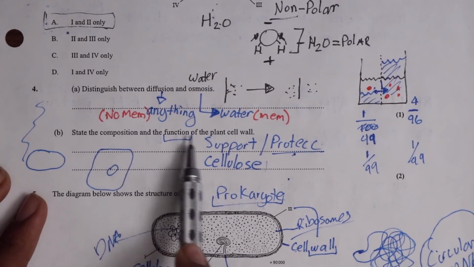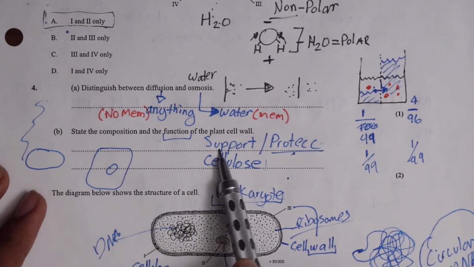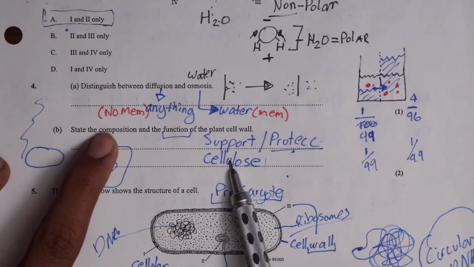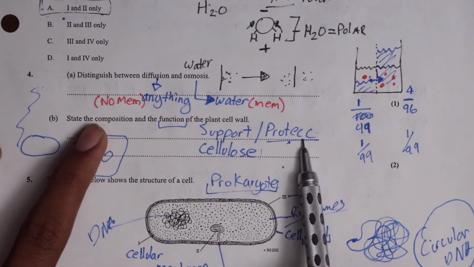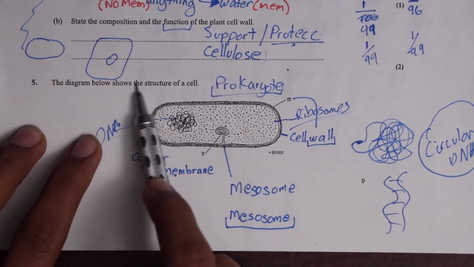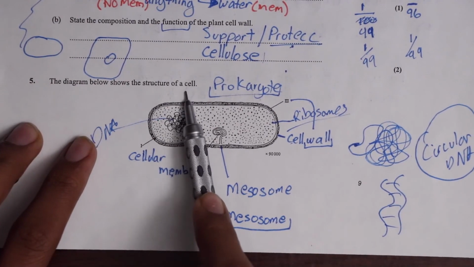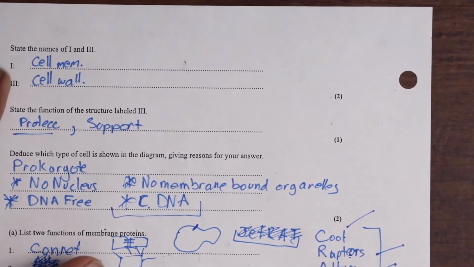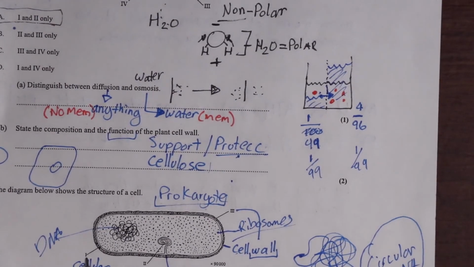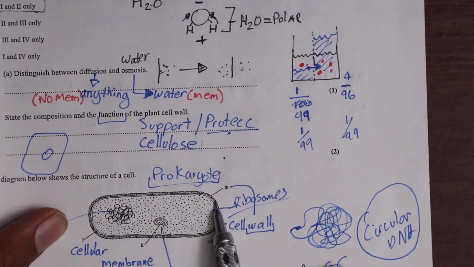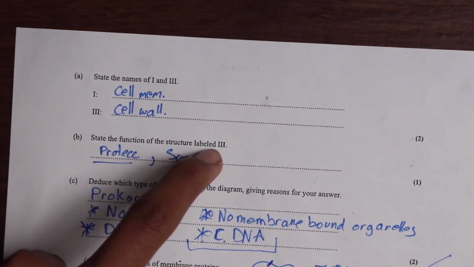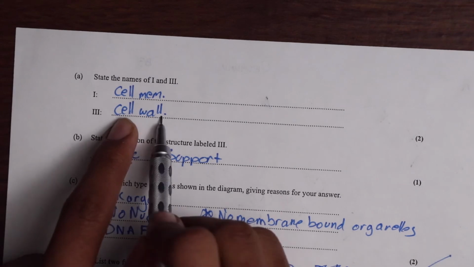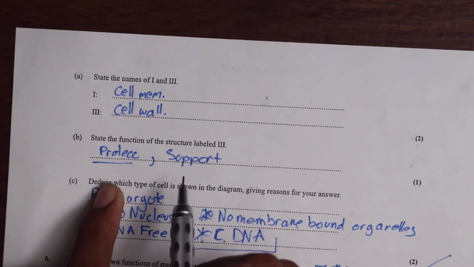State the composition and function of a plant cell wall. Plant cell walls are composed of cellulose, and they're used to support and protect the cell. The diagram below shows the structure of a cell. So I annotated it before. We don't need to know that. Question number 1 states, what is 1 and 3? So if we look at 1, 1 is a cell membrane. 3 is a cell wall. State the function of structure number 3. So basically, state the function of a cell wall. Cell wall is to protect and to support.